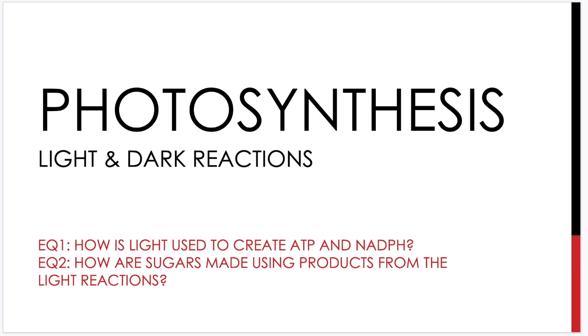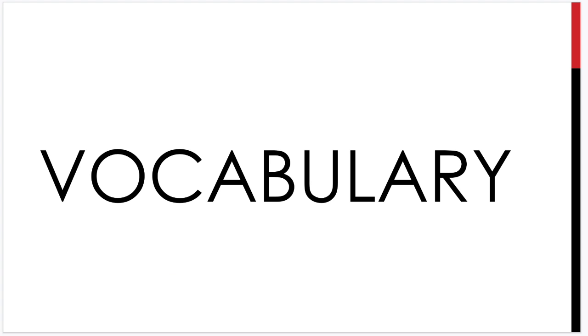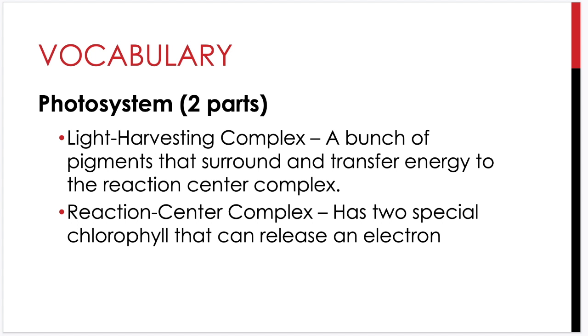Here we go. So these are the notes for photosynthesis, the light and dark reactions. You should be able to answer the following questions once we finish this. The first question: how is light used to create ATP and NADPH? And the next question: how are sugars made using products from the light reaction?